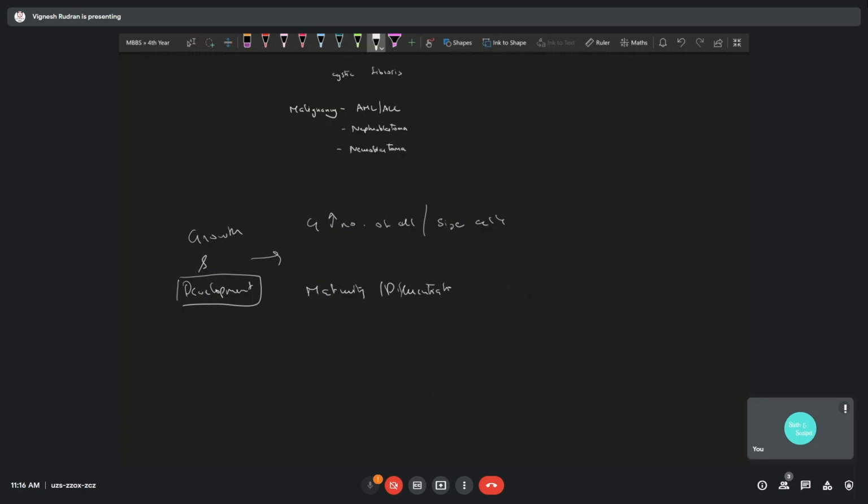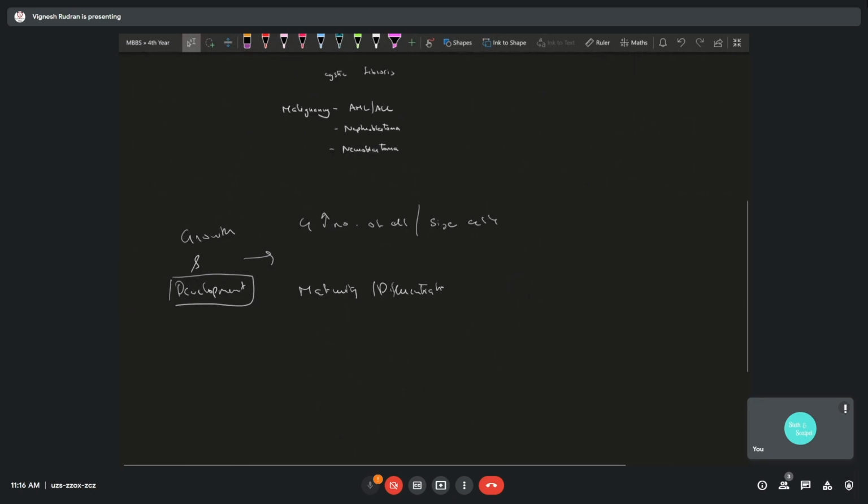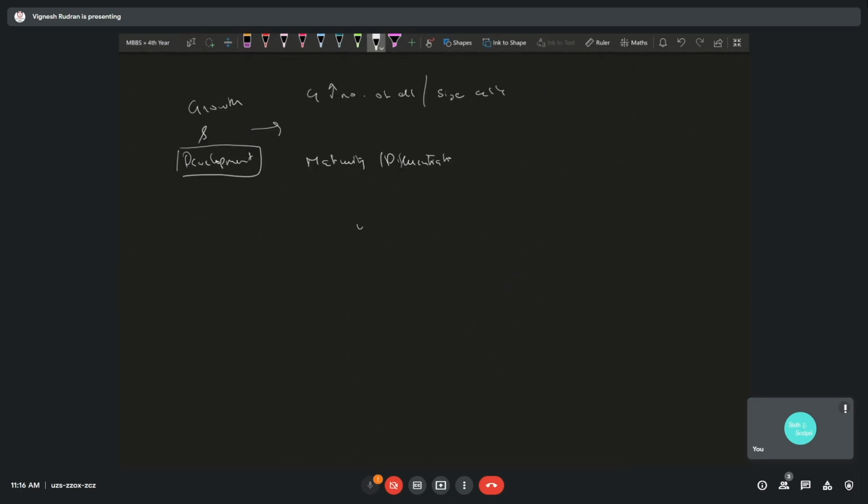So growth and development are 2 different things, but they help in understanding how a child grows into a man or woman, all of which can be explained with these 2. There are various parameters for growth. The most important ones are your weight, your height, your head circumference, your chest circumference, your mid-arm circumference. These are all the various measurements you will be looking at in a child to comment about his or her growth.